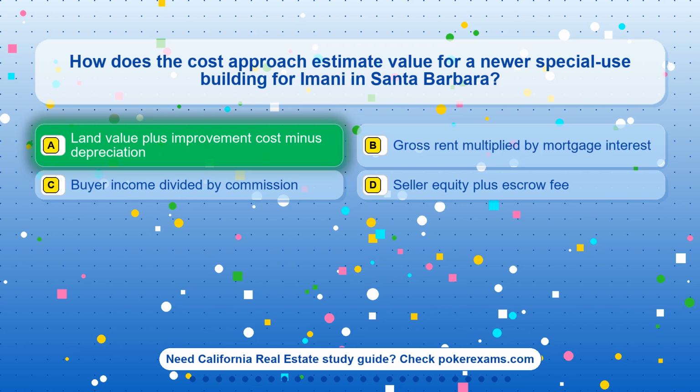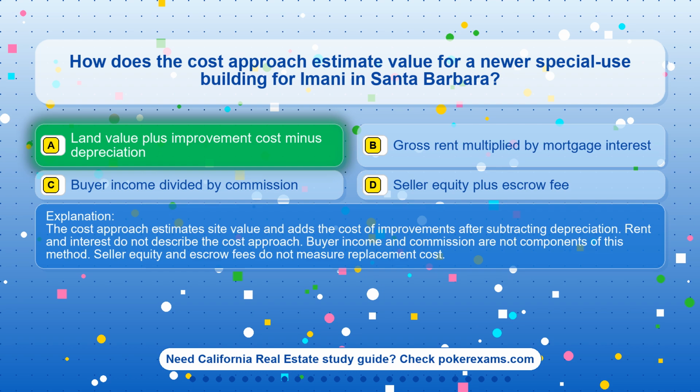The correct answer is option A, land value plus improvement cost minus depreciation. The cost approach estimates site value and adds the cost of improvements after subtracting depreciation.